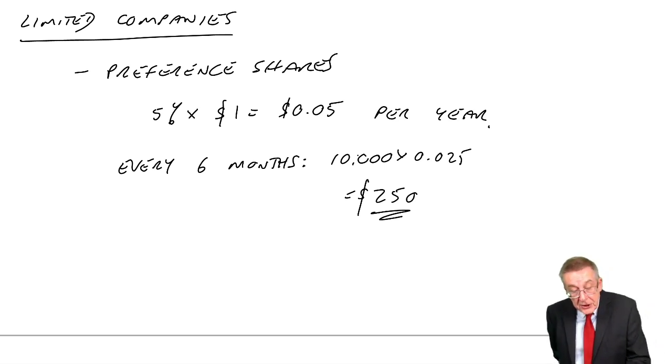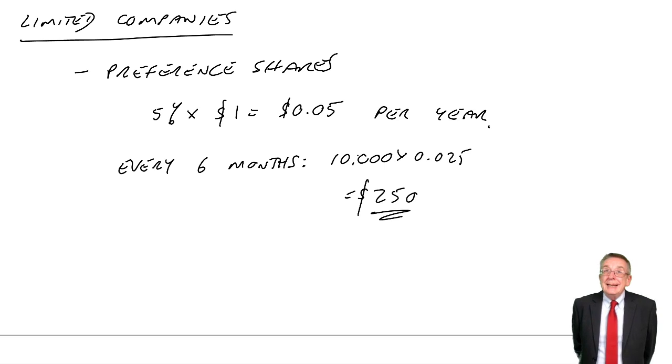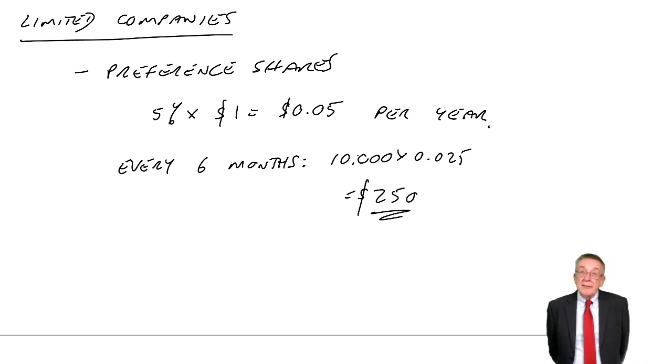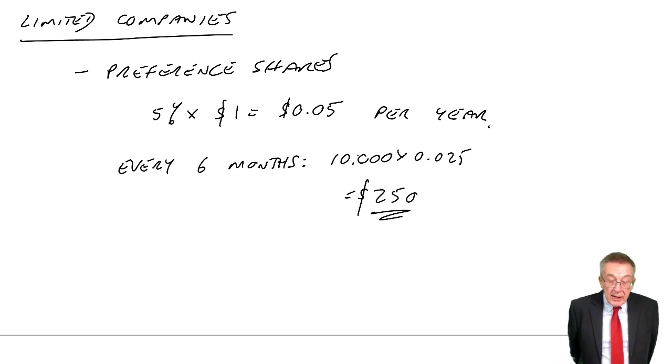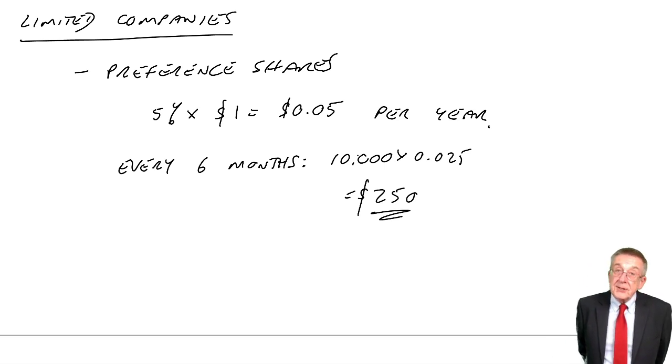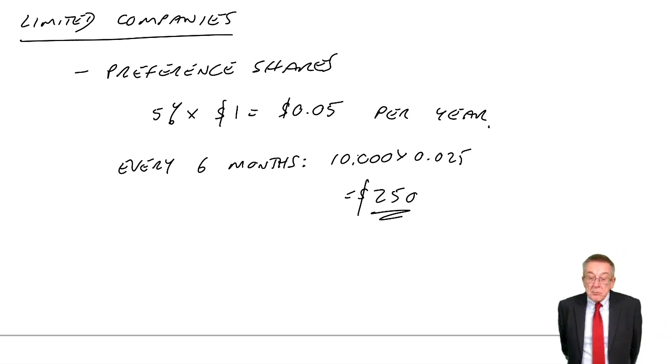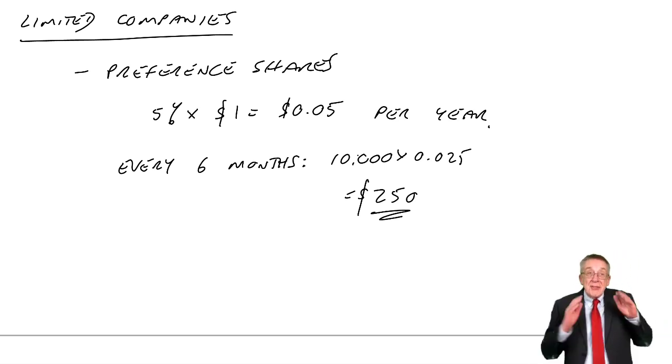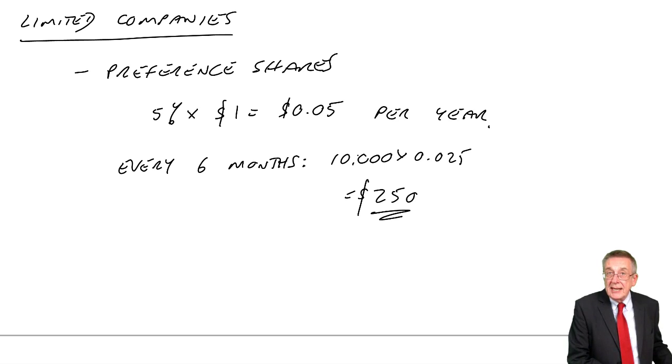But then we do show below any unrealised profits that have been made. And the only one you'll see in this exam is a revaluation of assets, which we dealt with in the last lecture. And so the profit for the year is 20,000. That goes to retained earnings.